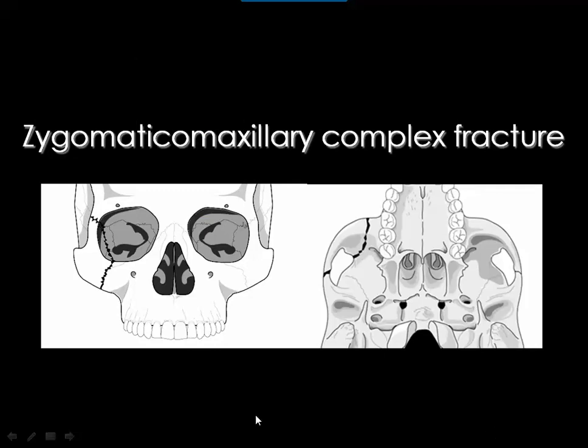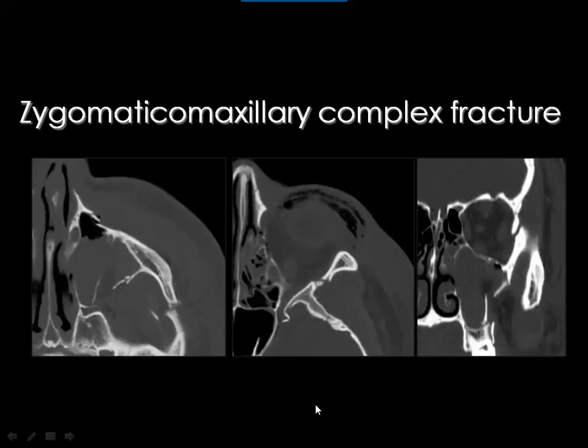But after the availability of CT, we were able to look much better at the fracture site, to look at the different fracture lines, and also to look at free bone fragments. Then, for the diagnosis of the zygomatico-maxillary complex fracture, the zygoma should be separated at its 4 attachments.